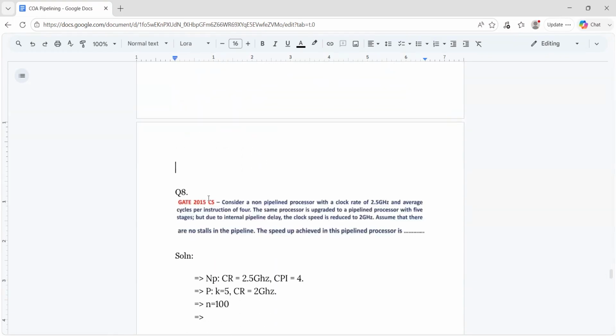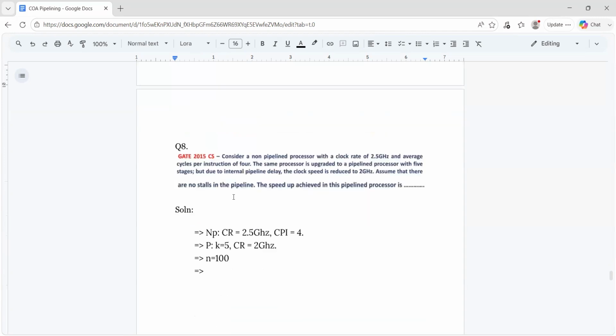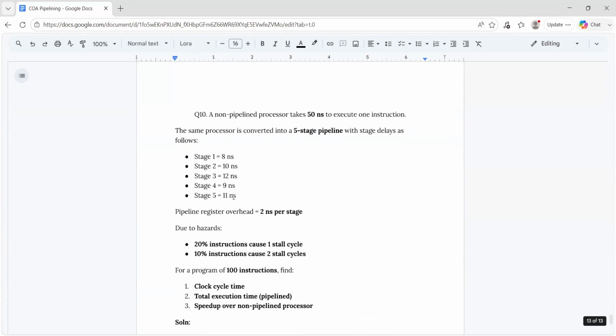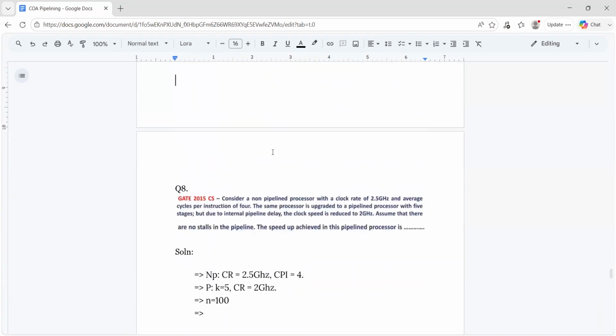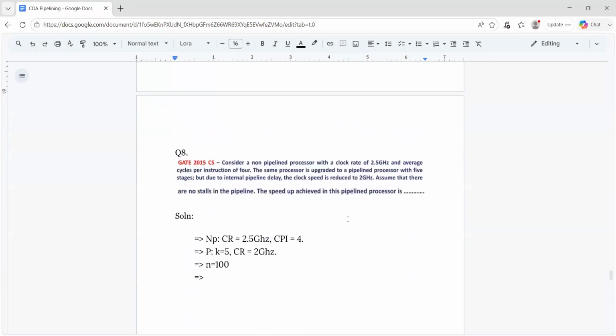Next, moving on to the last three questions. These questions will be comparatively difficult. Consider a non-pipeline processor with a clock rate of 2.5 gigahertz and average cycles per instruction of 4. The same processor is upgraded to a pipeline processor with 5 stages. But due to internal pipeline delay, the clock speed is reduced to 2 gigahertz. Assume that there are no stalls in the pipeline. The speed up achieved in this pipeline processor is?